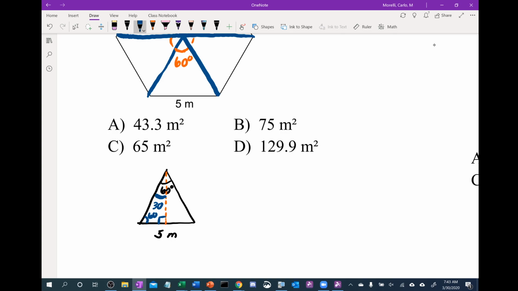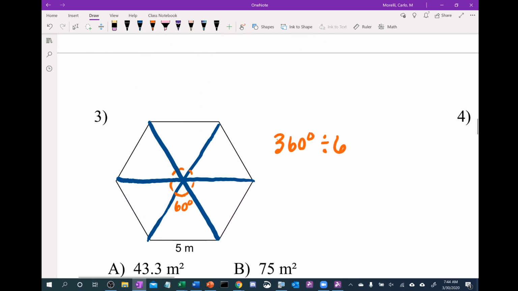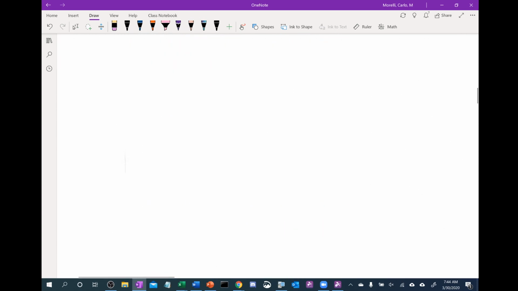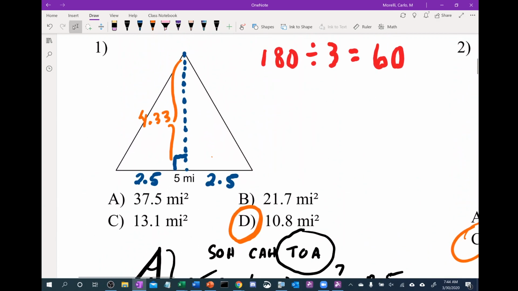So we've already solved this, haven't we? We know that if this is 5 meters all the way across, then this little piece right here, this side length here, is 2.5 meters. Well, those are the exact dimensions of this triangle here. Okay, so we already know that the total area of a triangle whose side length is 5 is 10.8.